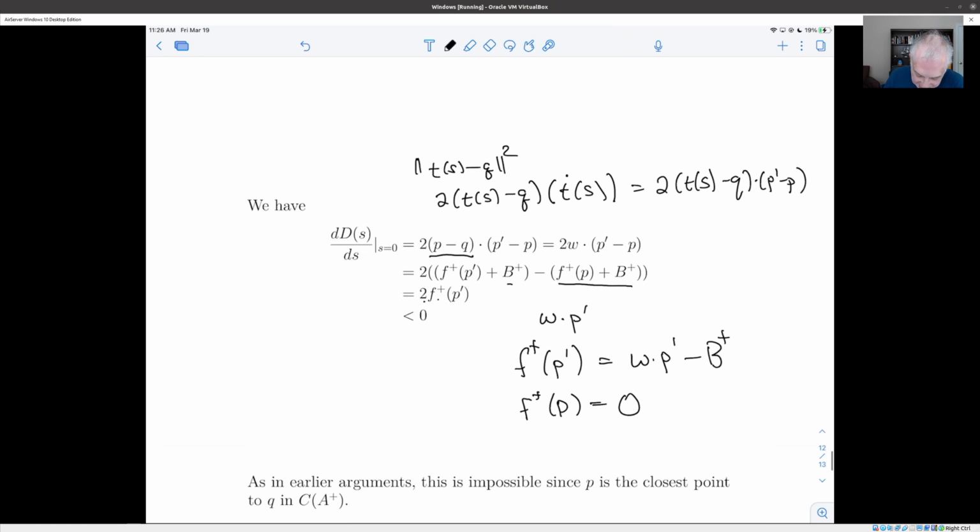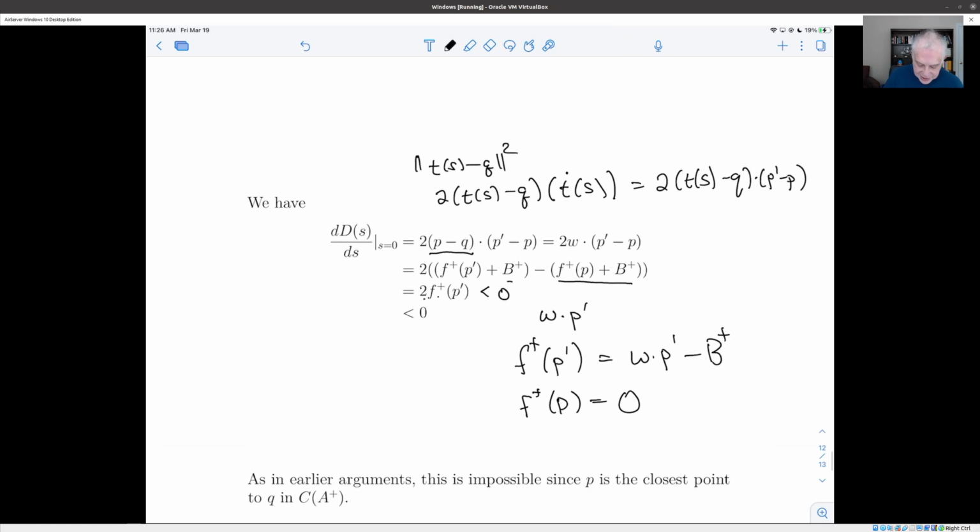And we're assuming that P prime is on the wrong side. So we're assuming that this is less than 0. And that gives us the same contradiction we had before, because our function, as I drew in the picture, is supposed to start at d squared and stay above d squared. But if it starts out with a negative derivative, then it's going to have a point to the right of 0, which is less than d squared, and that contradicts the minimum distance condition.